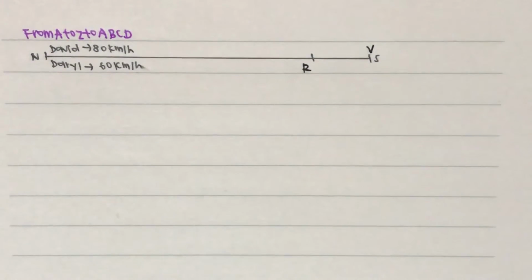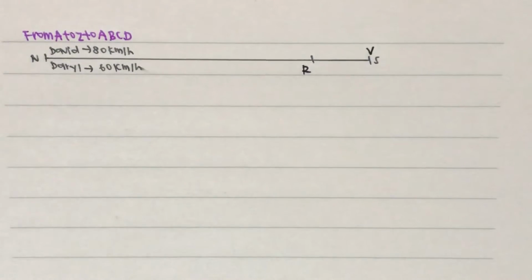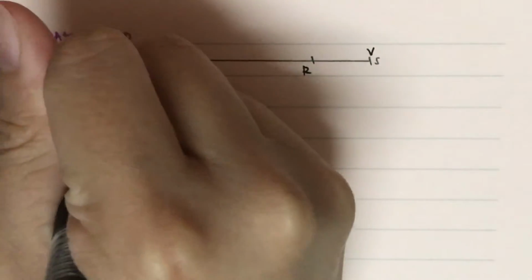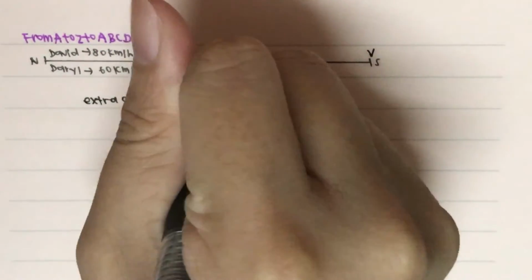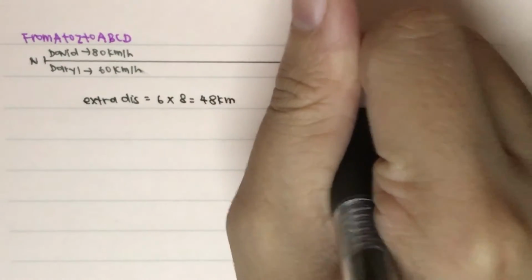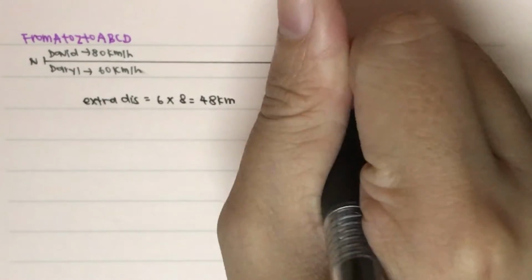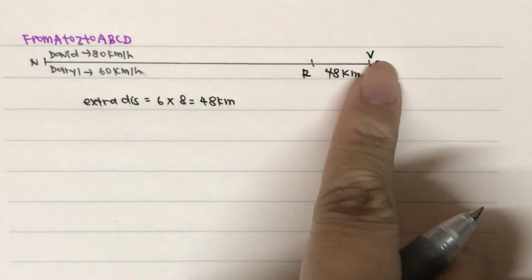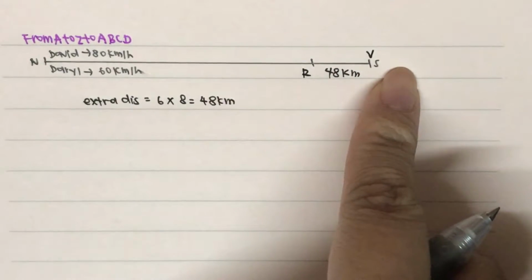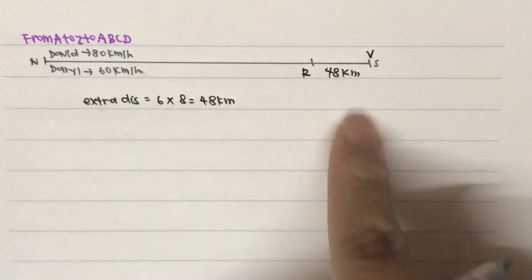So there's a total of 6 units, and the first unit is 8 kilometers. If we accumulate this 8 kilometers over the 6 portions of the journey, the extra distance turns out to be 6 units times 8 km per unit, which is 48 km. Therefore, when David reached, Daryl will be 48 kilometers away.